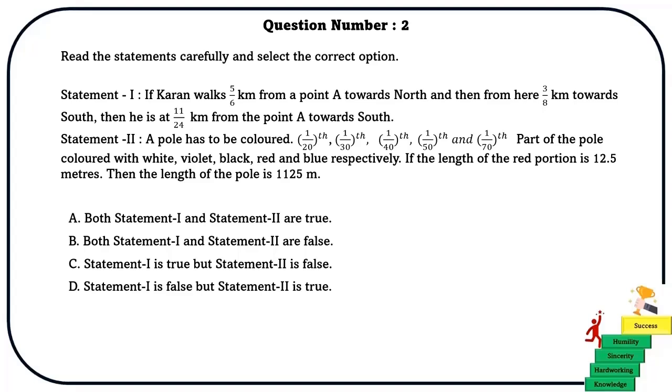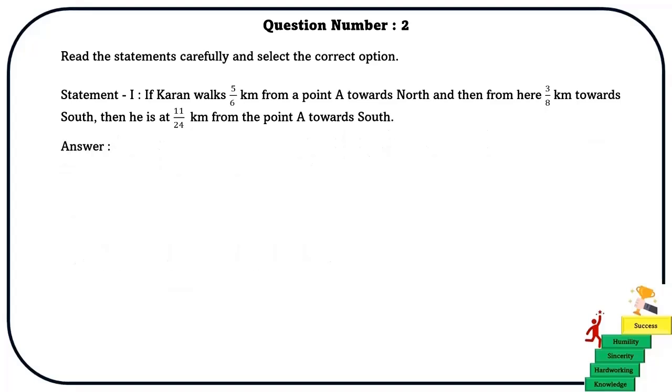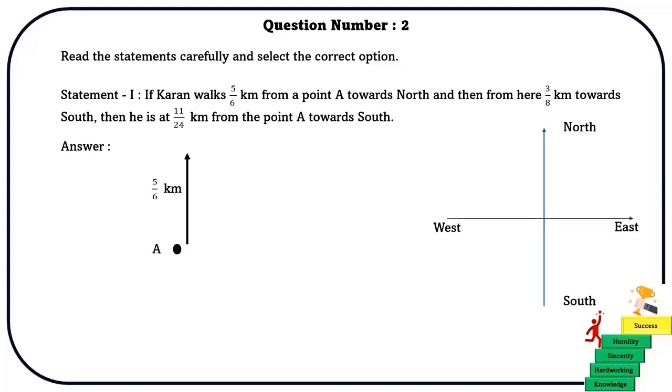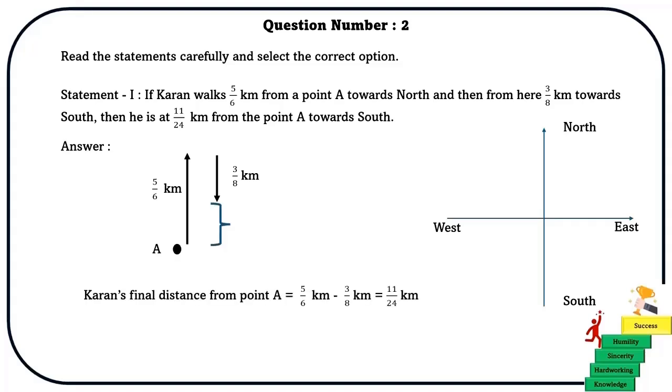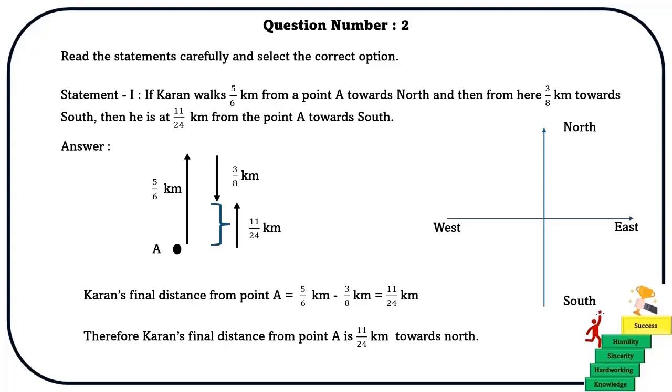Question number 2. Read the statement carefully and select the correct option. Statement 1. If Karan walks 5 by 6 km from a point A towards north and then from there 3 by 8 towards south, then he is 11 by 24 km from the point A towards south. Karan's final distance from point A is equal to 11 by 24 kilometers. Yes, that is correct. But Karan's final distance from point A is 11 by 24 km towards north, not south. Therefore, this statement is false.